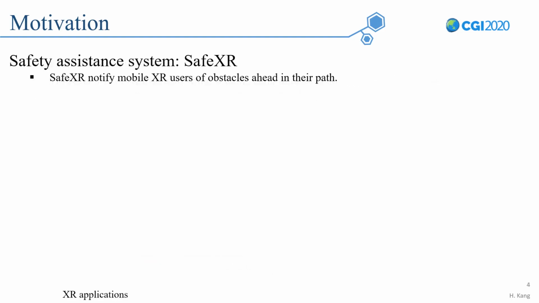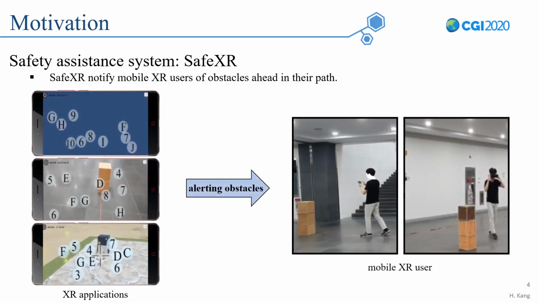As a solution to this issue, we propose a safety assistance system to notify mobile XR users of obstacles ahead in their path. We name the system SafeXR. Then, we optimize the SafeXR for users in various mobile XR environments. To this end, we conduct a preliminary test and 3 experiments with mobile games.